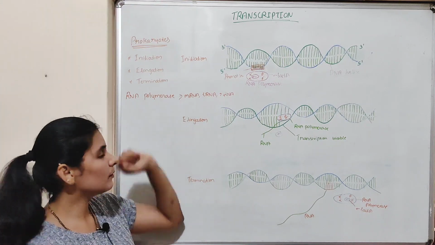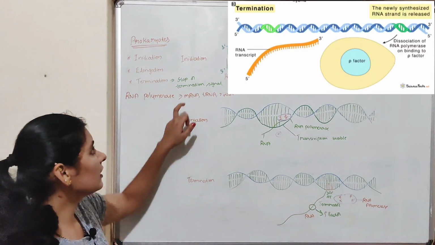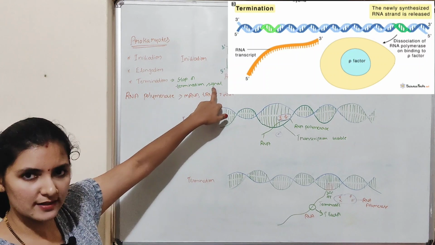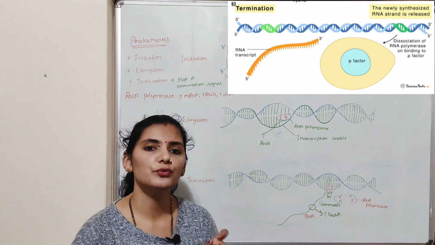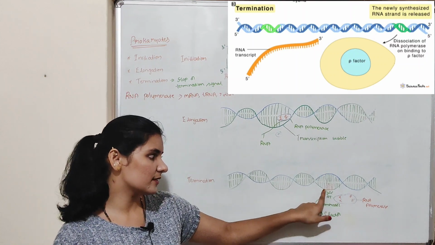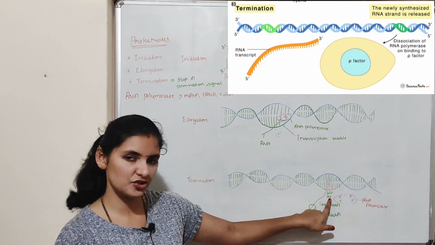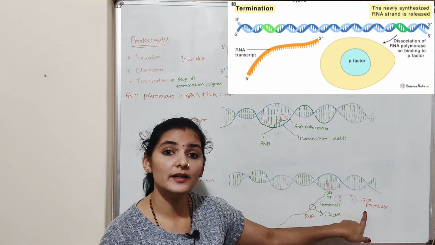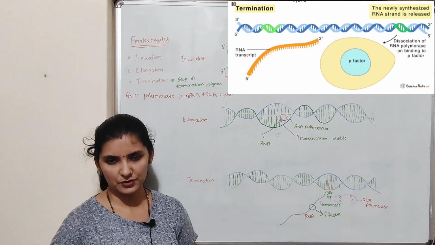Third step is termination. Termination of transcription begins when the RNA polymerase encounters a stop signal or termination signal. Stop signal or termination signal is nothing but a sequence of DNA that is rich in GC base followed by AT rich base. When this RNA polymerase encounters this termination site, termination of the transcription begins.